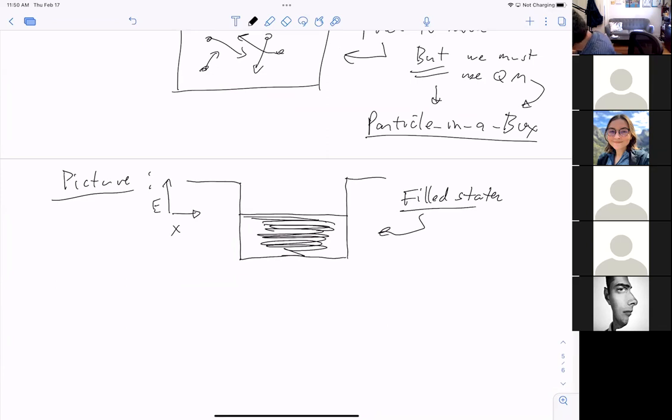And the highest filled state, we're just going to give it a name. We're going to call it the Fermi level. And so that's the picture. And then this, we're going to call this V equals 0 the vacuum level.